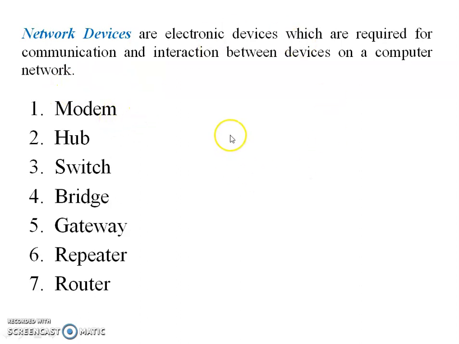In a computer network, a large number of devices are connected, and for the effective communication of devices with each other, we need certain devices called network devices. Let us see what are the different network devices: modem, hub, switch, bridge, gateway, repeater and router.